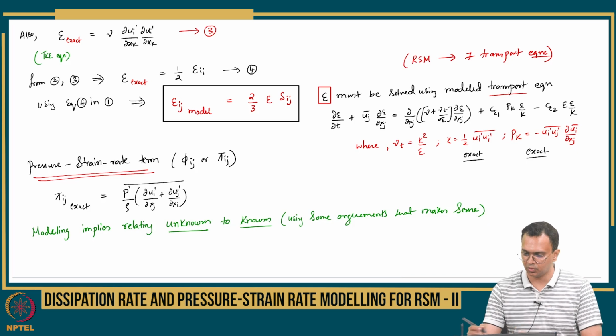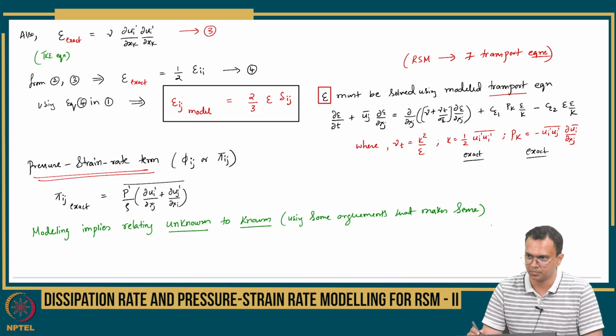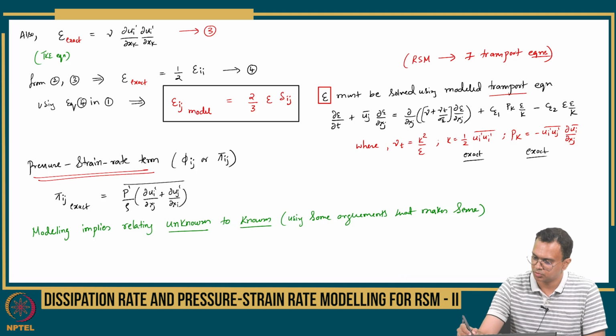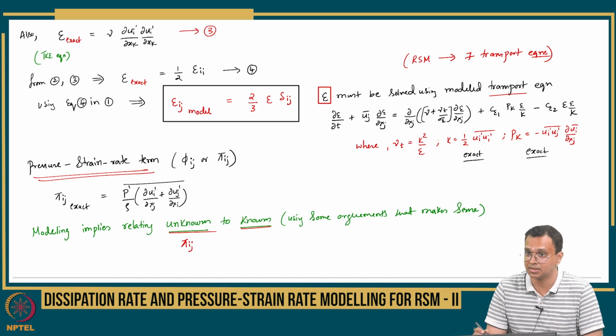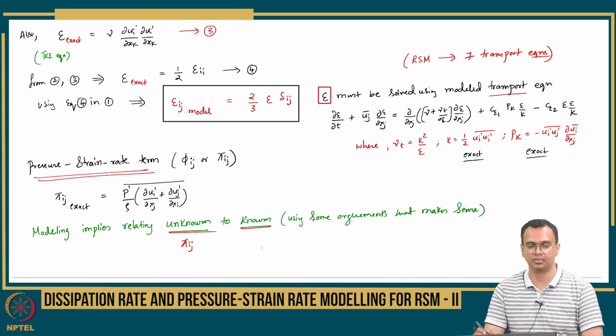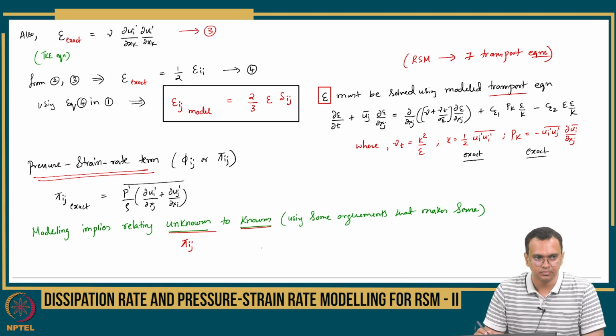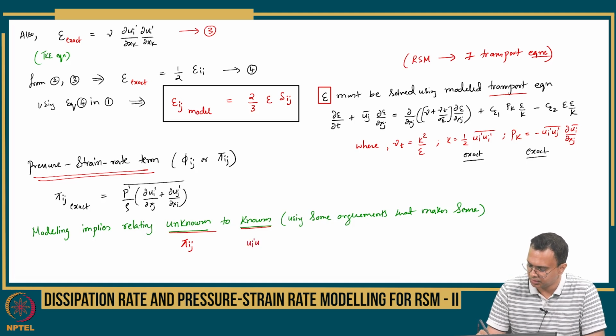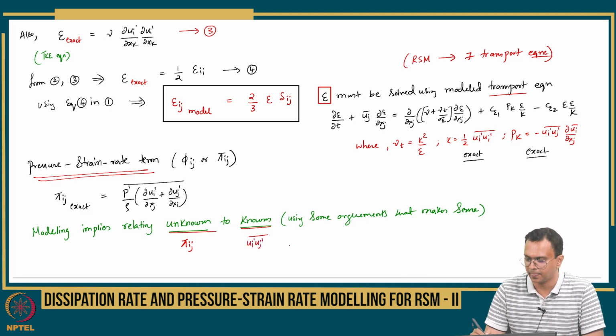So what is the unknown here? Unknown is this particular term. What are the knowns that we have? So pi ij is the unknown. So what is known? What do we have access to while solving the Reynolds stress model? Reynolds stresses we have access to. So knowns are ui prime uj prime average. We have access to this.